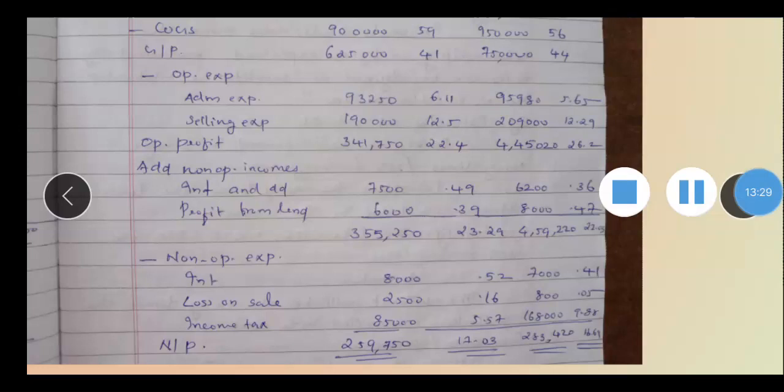അപ്പം അത്രയേ ഉള്ളൂ കോമൺ സൈസ് ഇൻകം സ്റ്റേറ്റ്മെൻറ്. Likewise we can prepare common size balance sheet also. In common size balance sheet you are comparing each and every item to the total of the balance sheet. That is the only difference. You are taking the total of the balance sheet as the base for computing the common size percentage of each and every item of the balance sheet, individual items of the balance sheet.